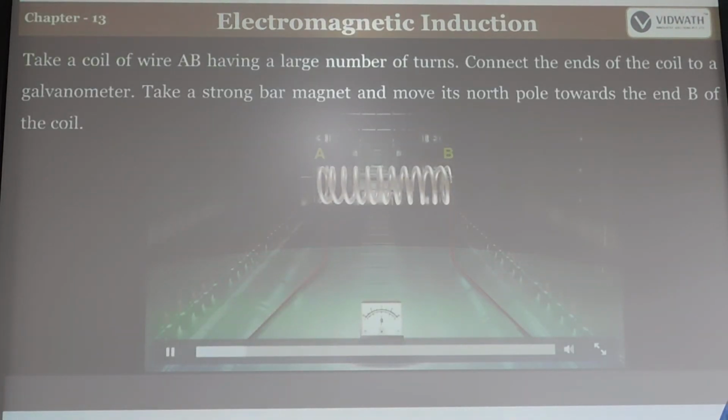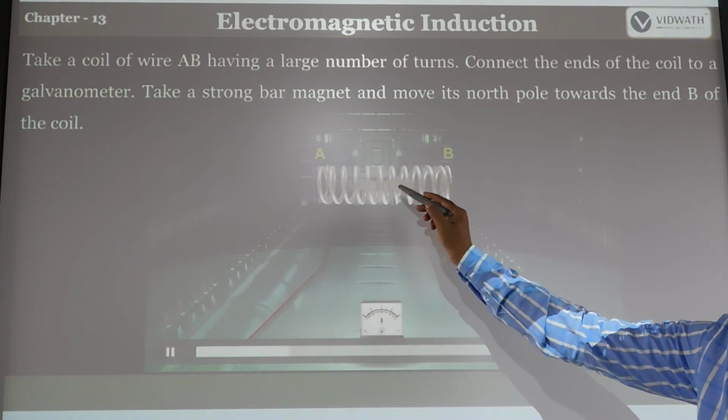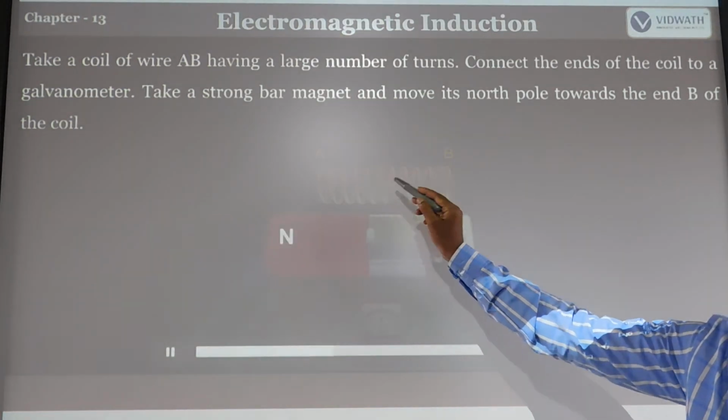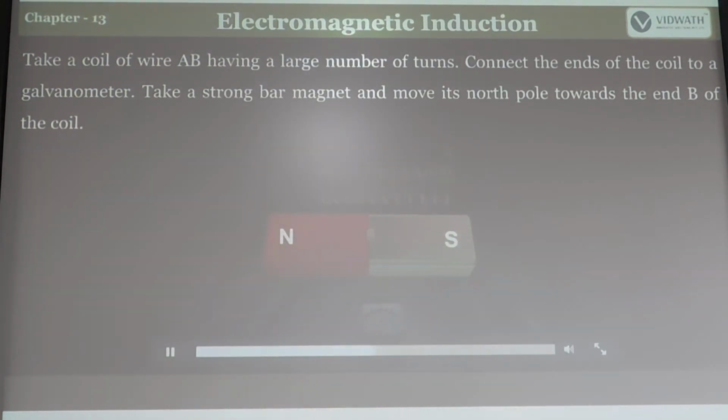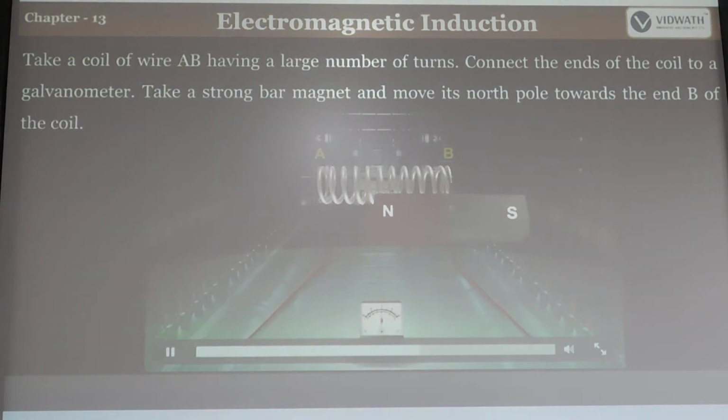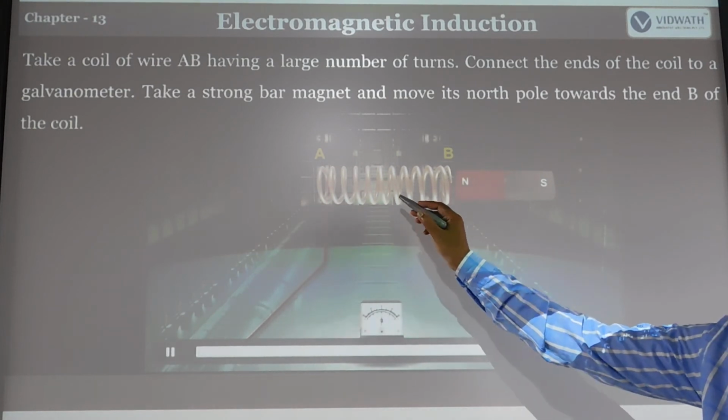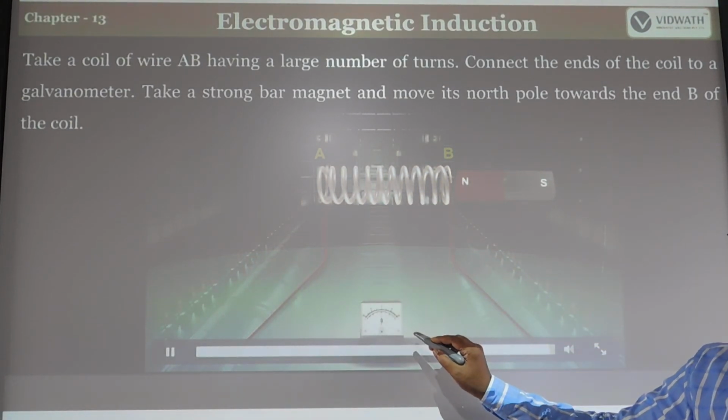Take a coil of wire. This is how you take it. A coil AB having a large number of turns is called a solenoid. Connect the ends of the coil to the galvanometer.